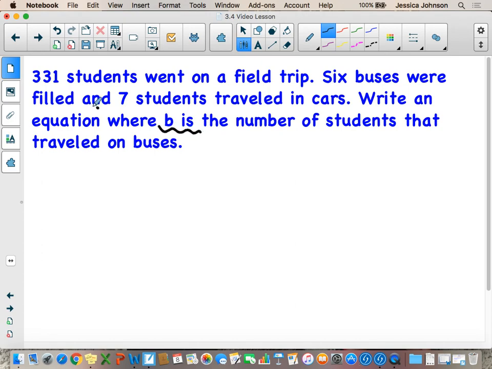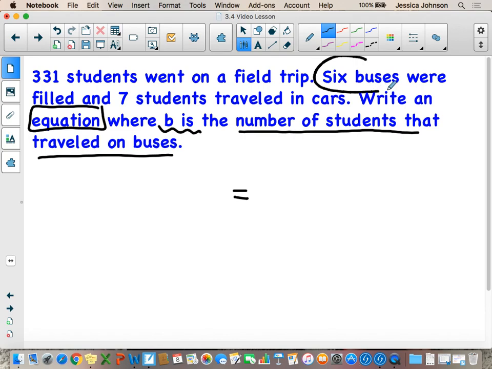So first of all, they want us to write an equation. So I'm thinking, okay, I should have an equal sign here. B is representing our number of students on buses. So I don't know how many students are on buses, but I do know that there's 6 buses. So how would I find the total if I had 6 buses and there's B students? Well, if I knew what B was, let's just say 100. Okay, if there were 100 students on each bus, how many students would that be? I'd multiply 6 by 100. But since I don't, I'm going to multiply 6 times B.